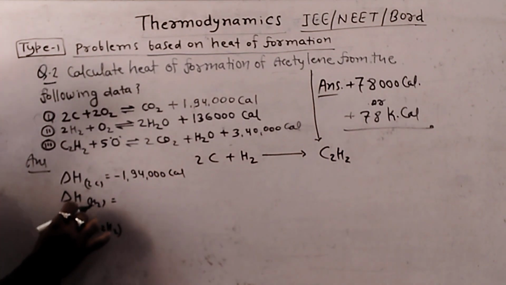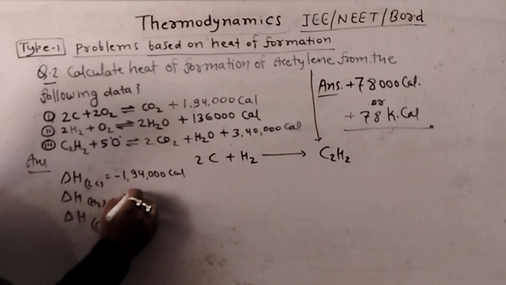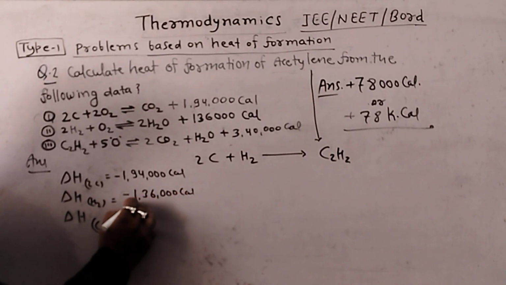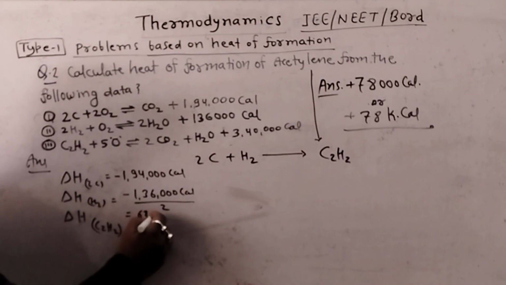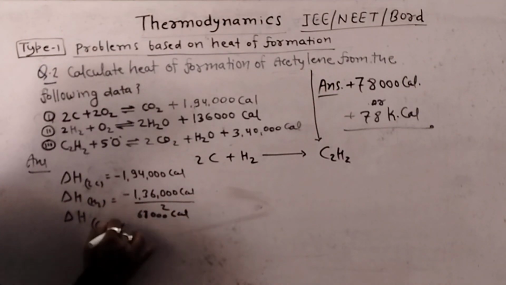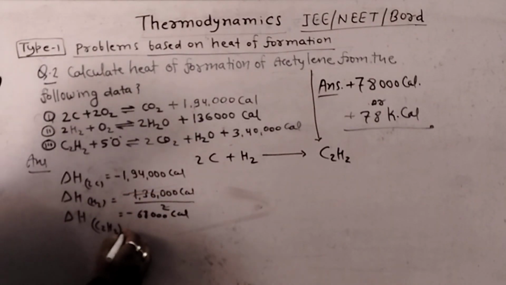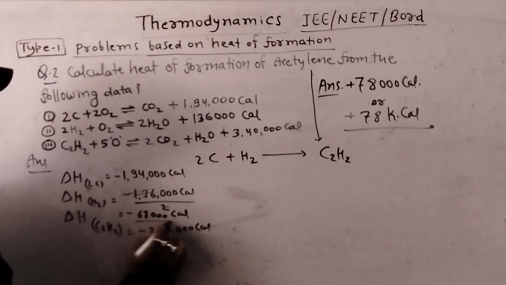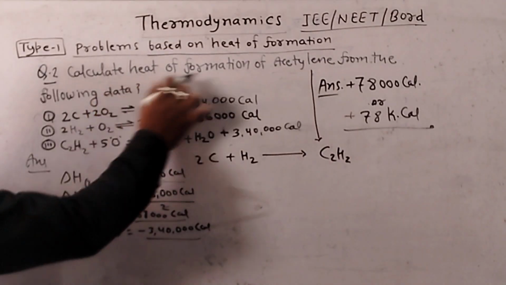Value of 1 mole of H2. Here 2 moles of H2 is given, so minus 1,36,000 calorie divided by 2 gives minus 68,000 calorie. And for acetylene, here minus 3,40,000 calorie. Now according to these data, we can calculate the heat of formation of acetylene.